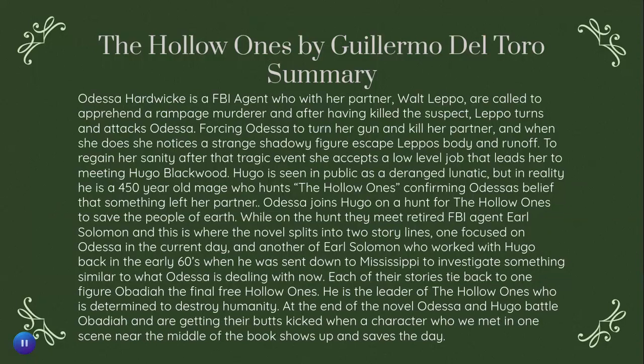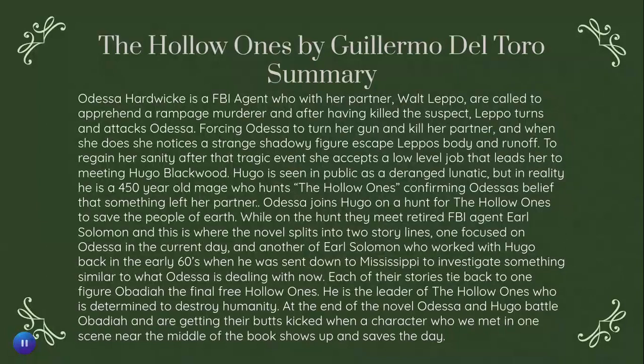Odessa joins Hugo on a hunt for the Hollow Ones to save the people of Earth, because the Hollow Ones cannot be killed, they can only be trapped, and that is what Hugo is trying to do to save the people of Earth. And while on the hunt, they meet retired FBI agent Earl Solomon, who is the best character in the book because he actually has character. And this is where the novel splits into two different storylines.